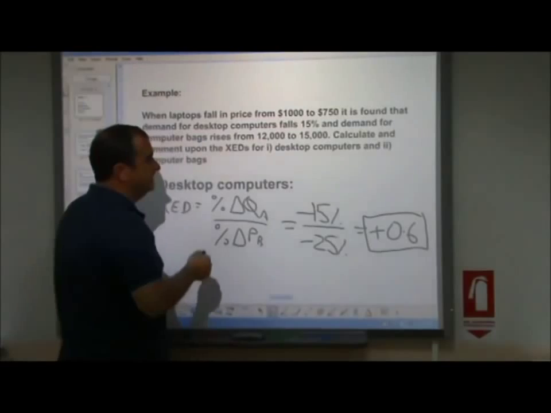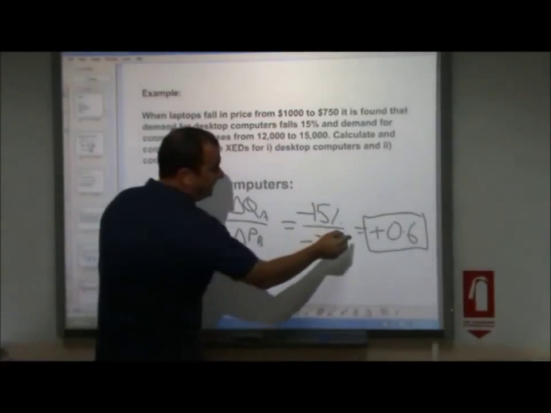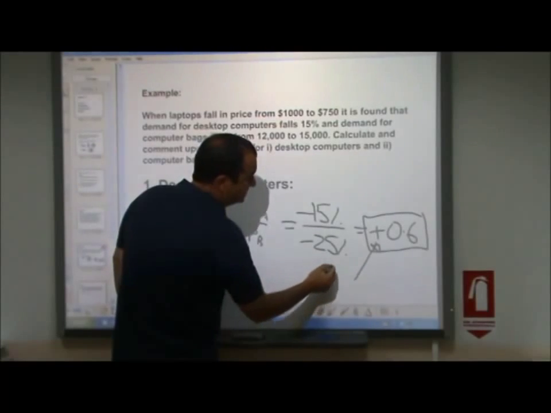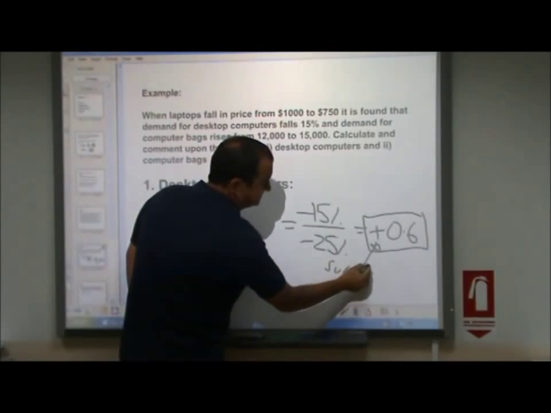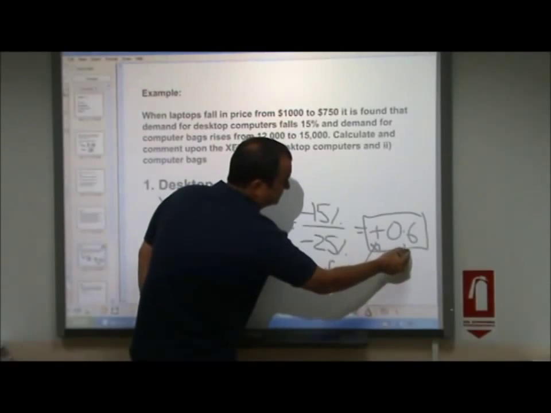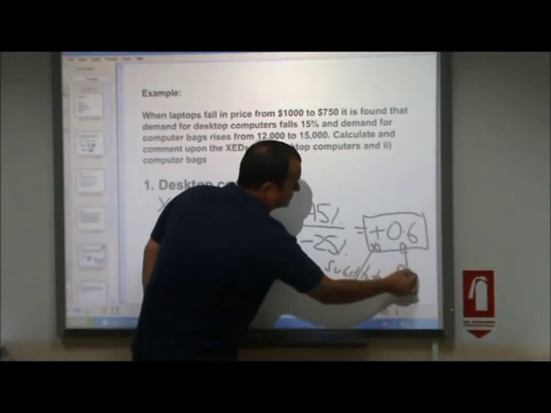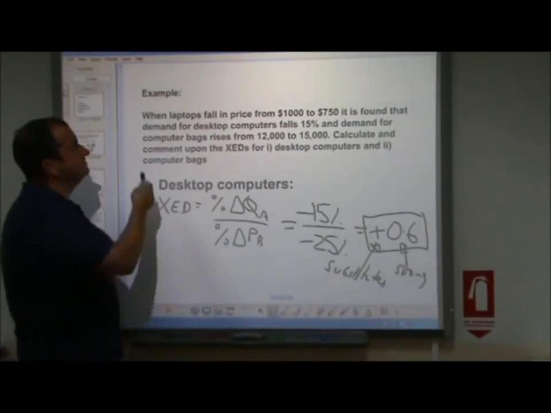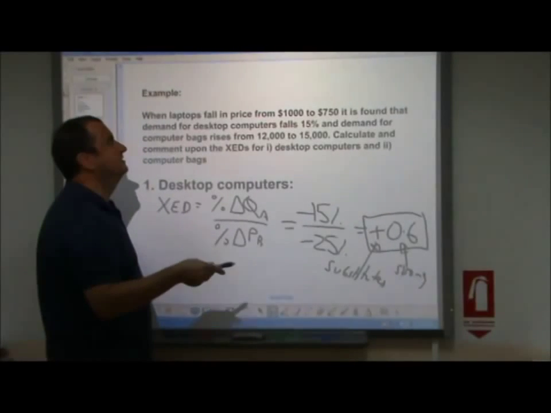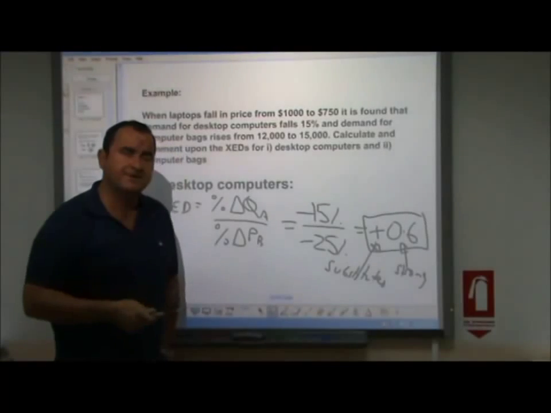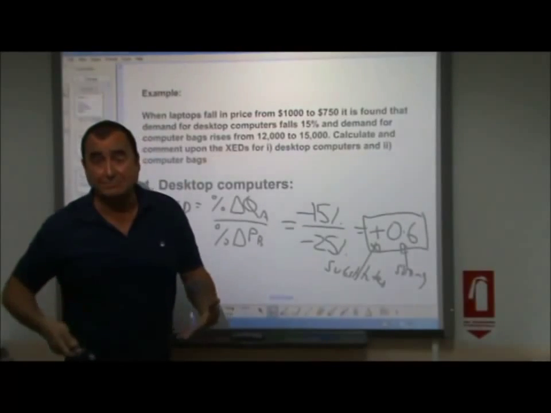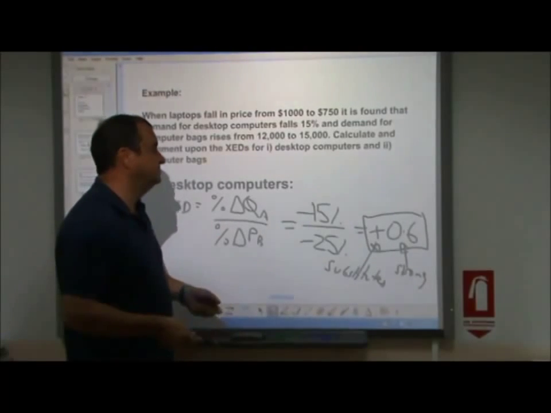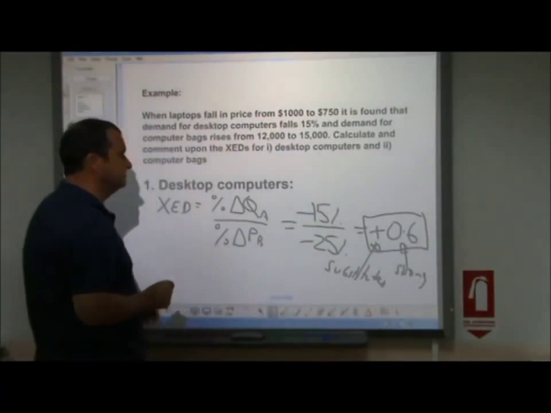What does that tell me? I need to comment upon this. Well, we look at the sign and the size. The plus tells me that they are substitutes, and this tells me it's quite strong. I would say that they are strong substitutes. So when the price of laptops fell, the demand for desktops fell, because clearly people are going off and buying more laptops and choosing laptops over desktop computers, and they're substitutes, and they're quite strong substitutes.